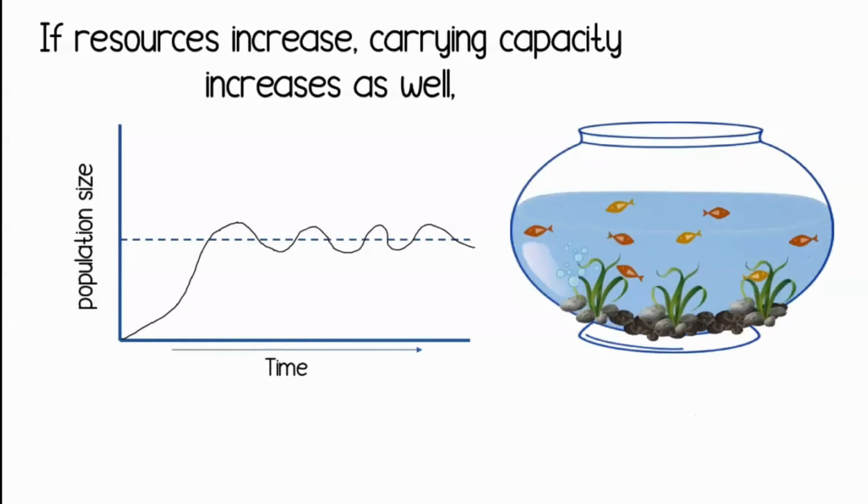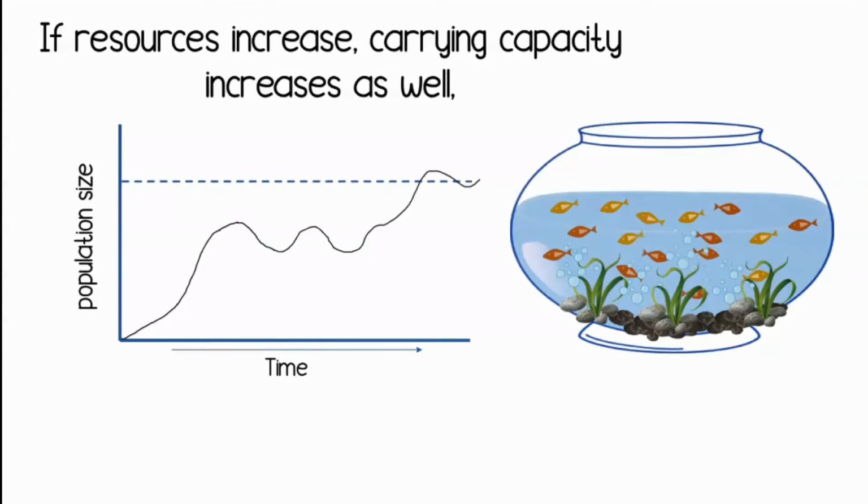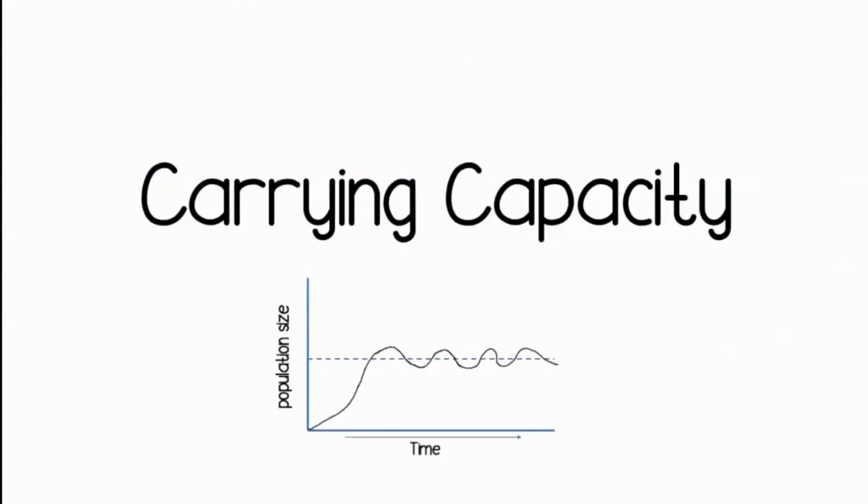If we add more plants, they'll produce more oxygen. And if there's more oxygen in the fishbowl, the carrying capacity can increase. We can support more fish. If the carrying capacity increases, population will increase as well. Carrying capacity: the maximum number of individuals that can be supported by an ecosystem.